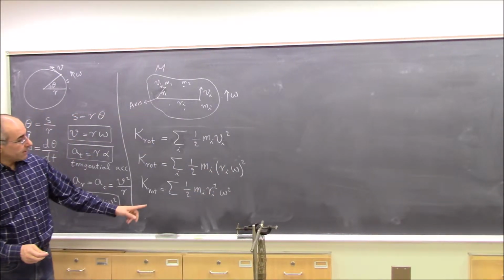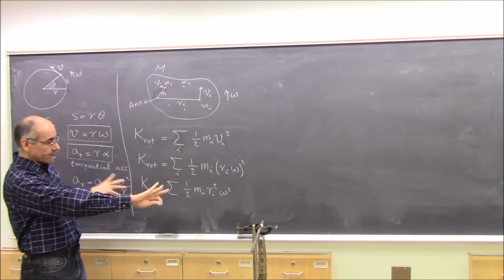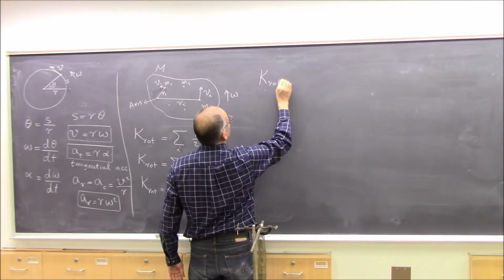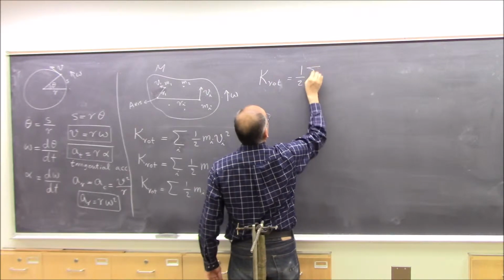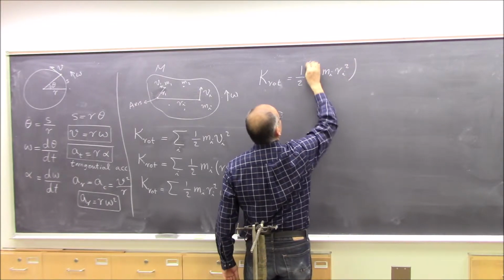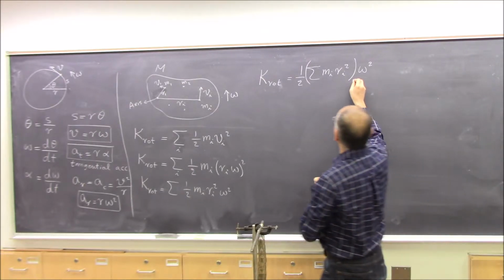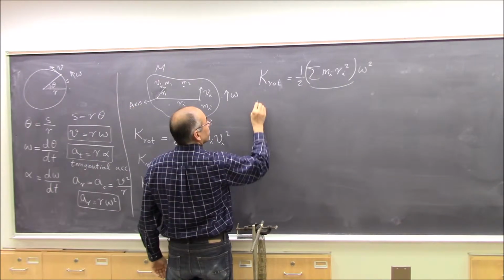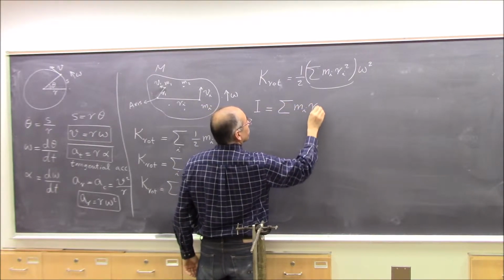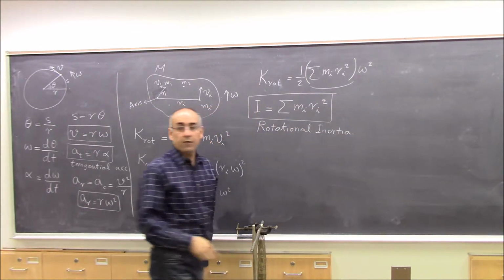Right? And then this 1/2 is common in all terms. Omega is common in all terms. I want to factor out 1/2 and omega. So K for rotation is equal to 1/2 the sum of all mi ri squared times omega squared. Right? This is called rotational inertia. We introduce I, which is the sum of mi ri squared, and we call it rotational inertia or rotational mass.